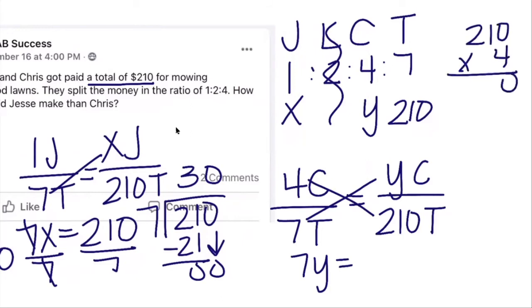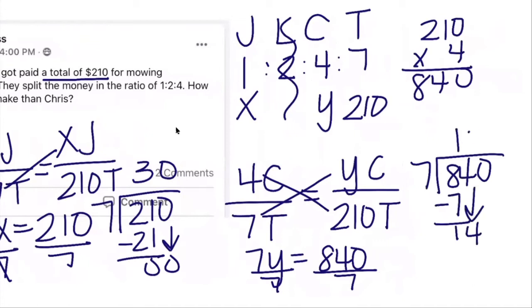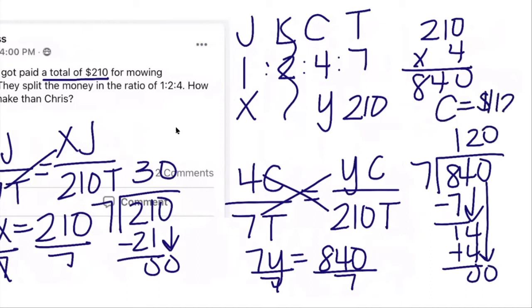So we get 0, 4, 8, 840. And we're going to divide by 7. So we're going to do 840 divided by 7. That's 1, 2. We still have to bring down that 0. That means that Chris made $120.